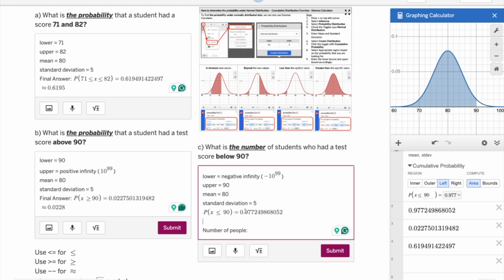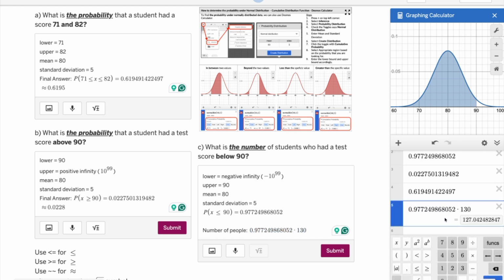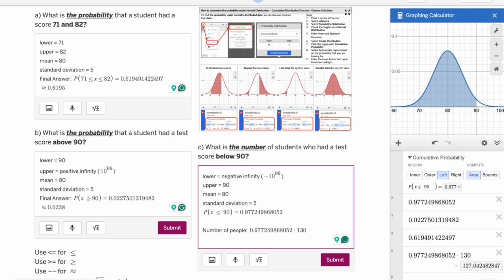Alright, so from there, I found my probability: about 97% of people will score below 90, but the question says number of people. So I'm not rounding any numbers from here, but I'll just take this number and multiply it by the total number of students that Miss Lim had, which is 130. Let me find that out on my calculator. So that leads to about 127 students. And I'm rounding to the whole number just because humans cannot be fractioned.